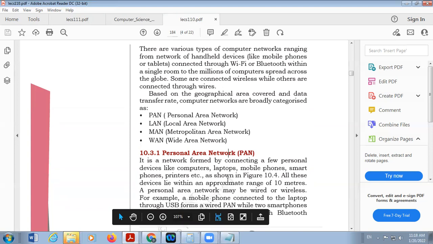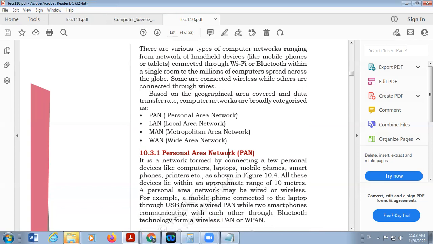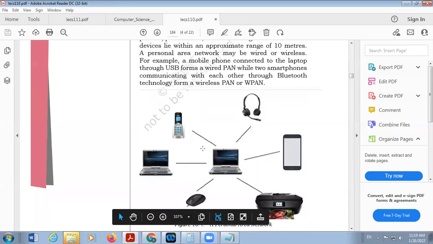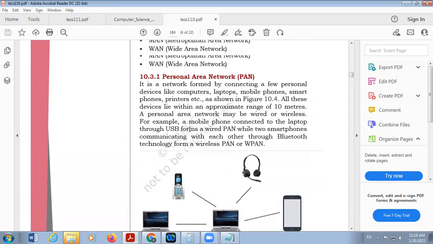PAN is just an example of your personal area network, connecting your mobile phone with your computer system or laptop. Clear? So it is your personal gadgets. Personal devices, there is a network between these. This is called a PAN. For example, to your mobile phone you can connect your headphone, printer, mouse, another laptop or phone. This type of network is called a PAN, and its approximate range is 10 meters.